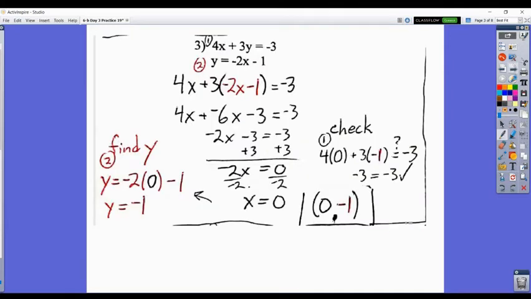Number 3, substitute -2x minus 1 in for y in the first equation, distributive property, combine like terms, solve the two-step equation. You get -2x equals 0 at this point right here, and that means that x equals 0. Substitute that in to find y using equation 2, and y equals -1. Do your check over here, and the answer is (0, -1), written as an ordered pair. Number 4.